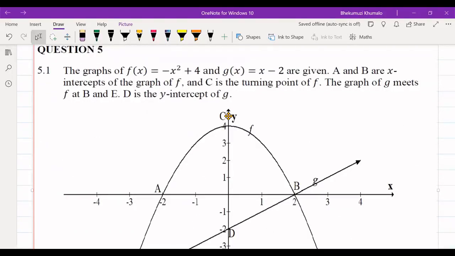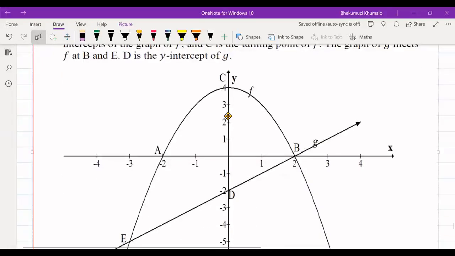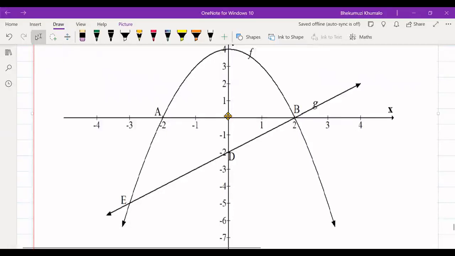So we have 5.1 and question 5 says the graphs of f of x is equal to negative x squared plus 4 and g of x is equal to x minus 2 are given. A and B are x-intercepts of the graph of f. C is the turning point of f. The graph of g meets f at B and E. D is the y-intercept. Okay, so all those letters have something to do with something. Okay, now let's go to the questions.